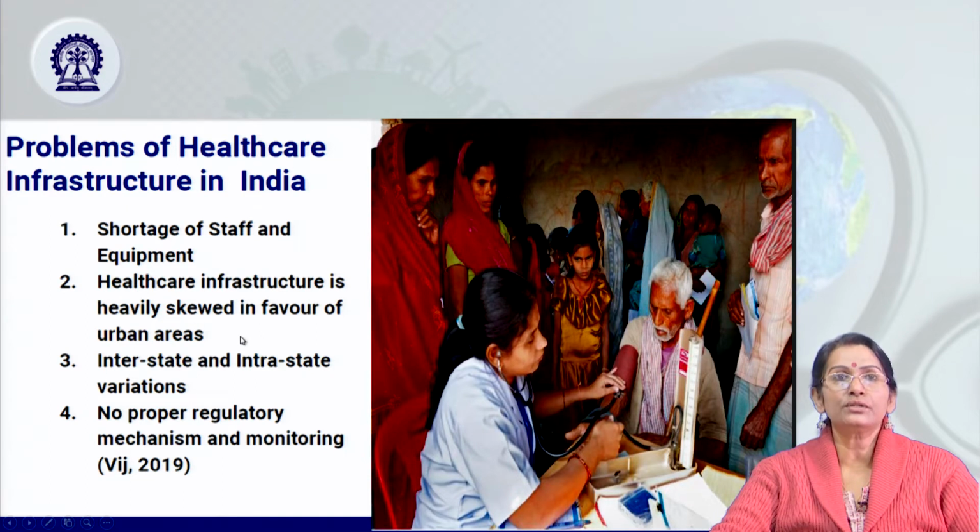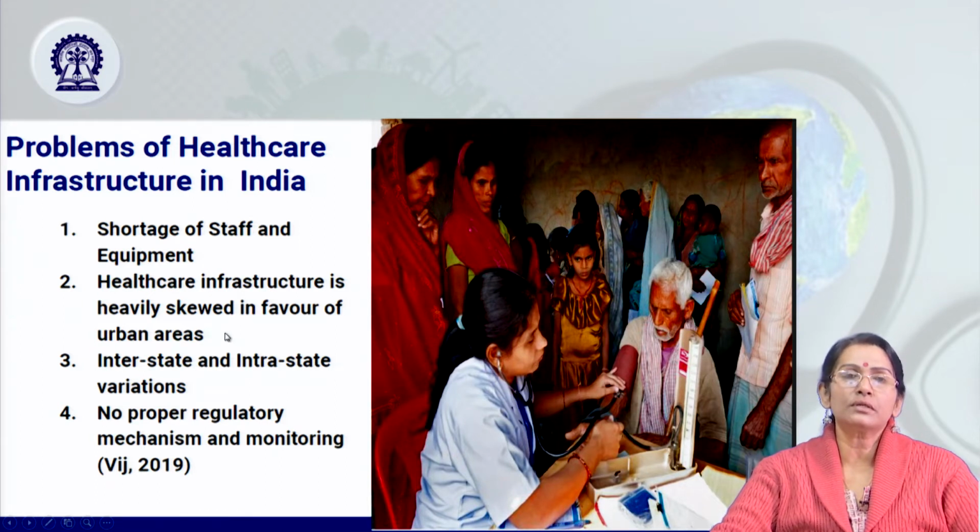Then healthcare infrastructure is heavily skewed in favor of urban areas, because in urban and cosmopolitan cities we have very good hospitals, from Apollo, from AMRI, and nowadays AIIMS in almost every state capital. All these good hospitals, with good infrastructure and health services, are primarily situated in urban areas. That is the disadvantage, because rural people cannot have direct access to this kind of quality service.